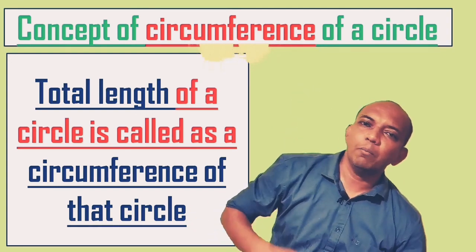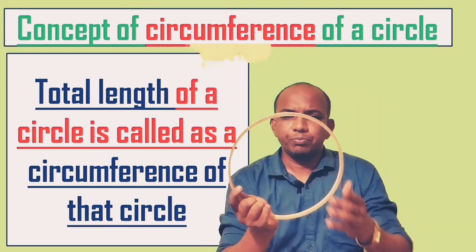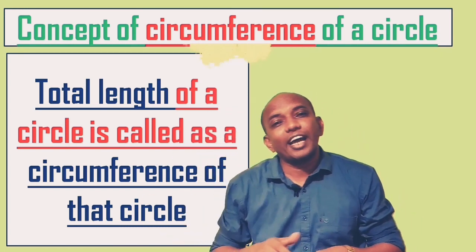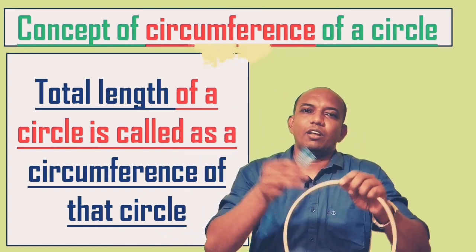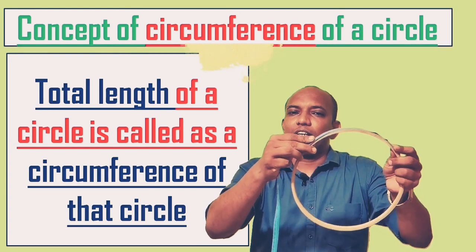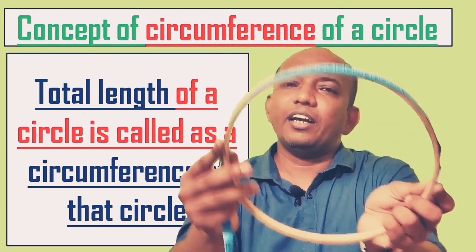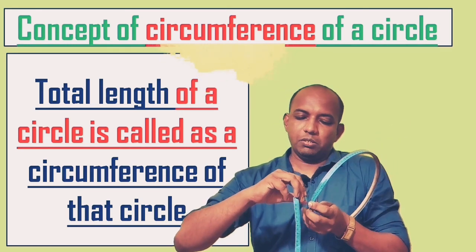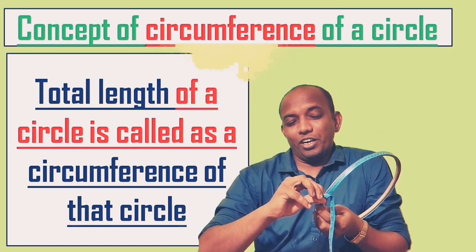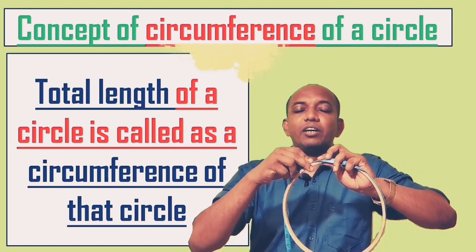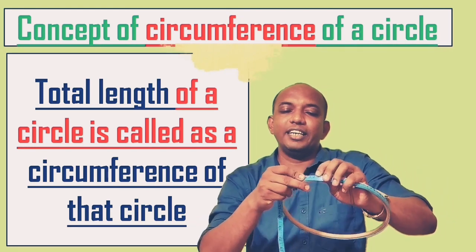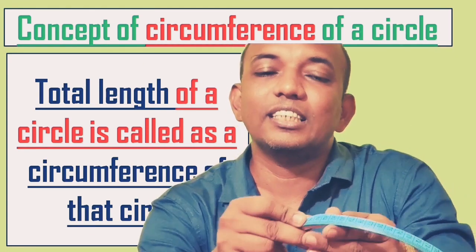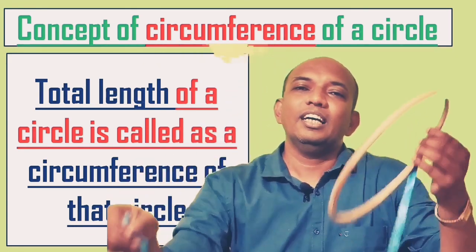So to understand it in a better manner, let's have this complete circle, and now if I want to calculate the circumference of this circle, again I'll put a meter tape. I will wrap it around this circle and hold it firmly so that the meter tape will remain at the proper position. Yes, and I can say that 81 centimeters is the total length of this circle.